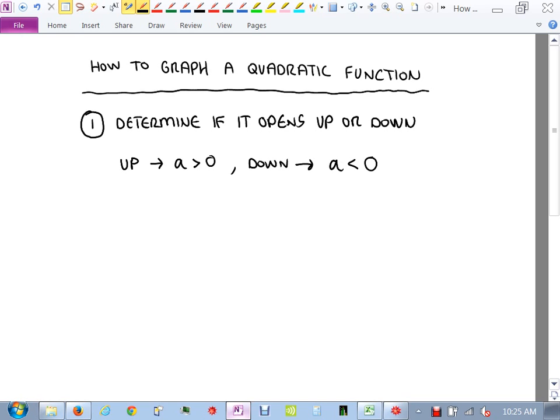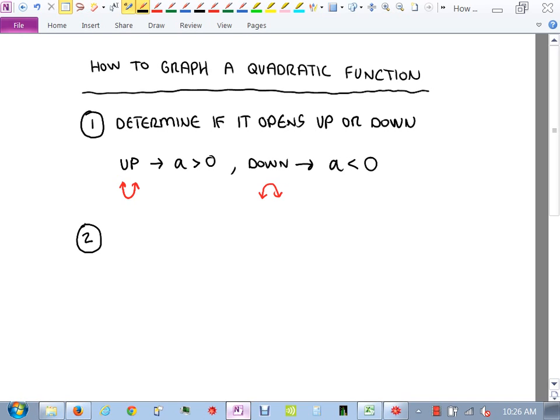Most students remember that, right? If A is positive, it opens up. If A is negative, it opens down. And you can look at it this way also. Opening up looks like a smile, right? Opening down looks like a frown. Positive people smile, negative people frown. So that's cheesy, isn't it?